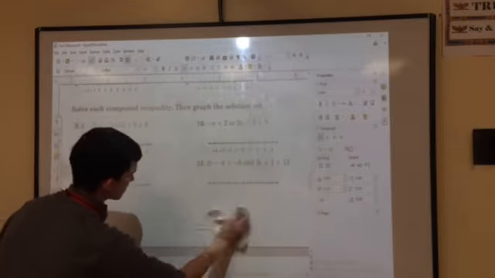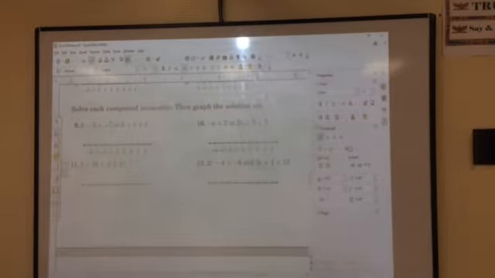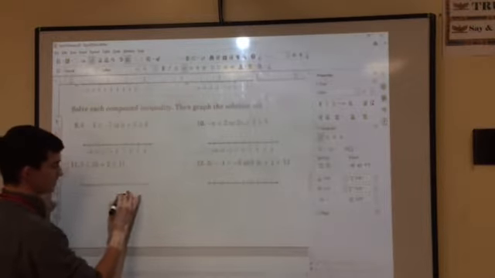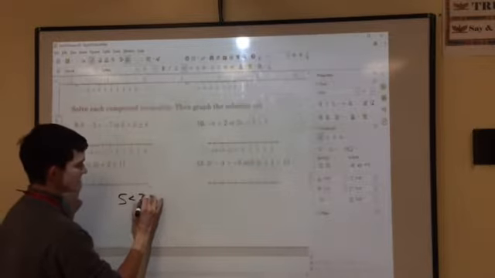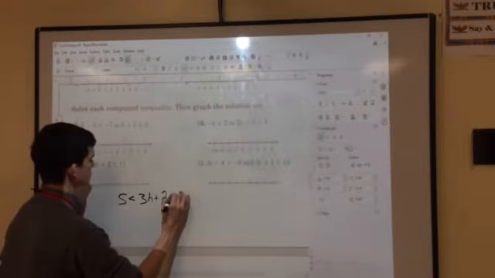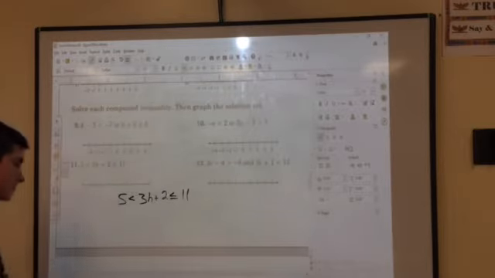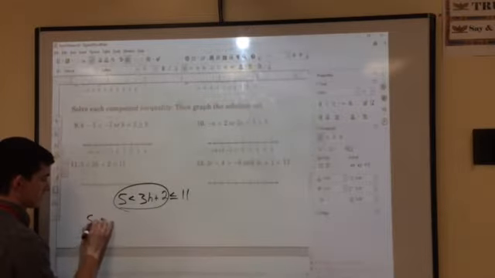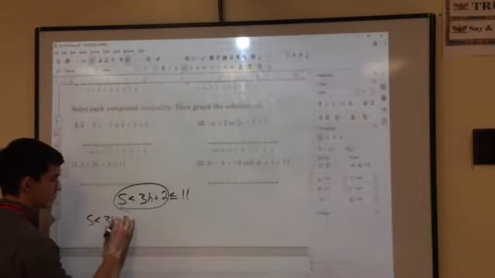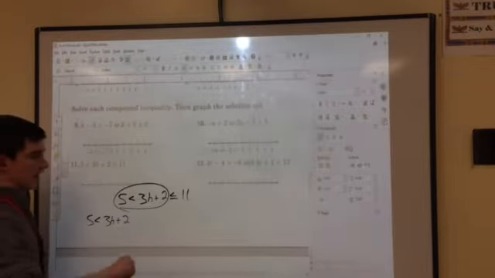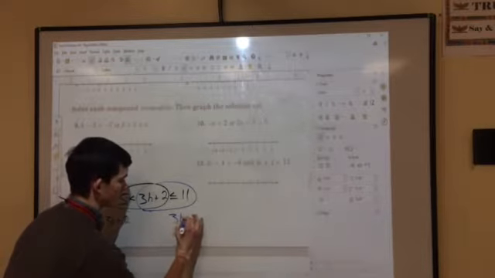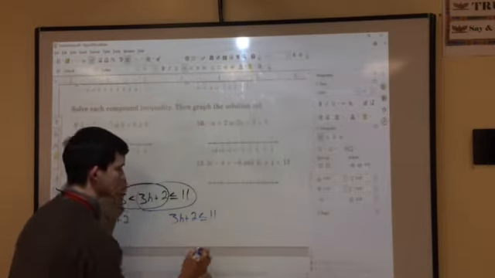Sometimes they're a little more difficult, like this next one we're about to do, where you have to be able to see both parts. So this one says 5 is less than 3h plus 2, which is less than or equal to 11. So there's two parts here. There's the left side, which is 5 is less than 3h plus 2. And there's the right side, which is 3h plus 2 is less than or equal to 11.